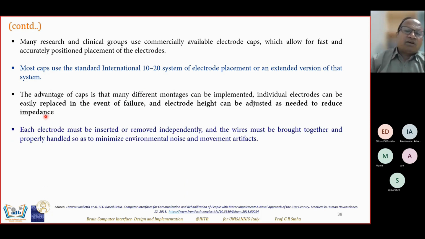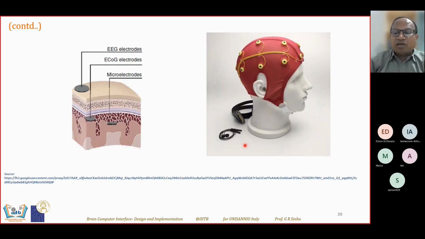So in a cap, a lot of modification, or rather adaptive usage of electrodes, is possible. Each electrode must be inserted or removed independently. The wires must be brought together and properly handled to minimize environmental noise or movement artifacts. If you don't do it properly, artifacts will be added.